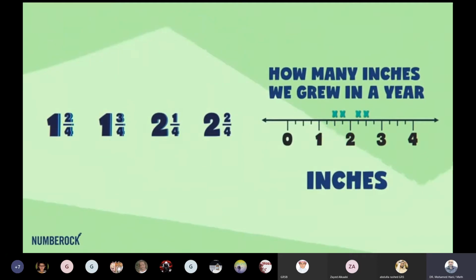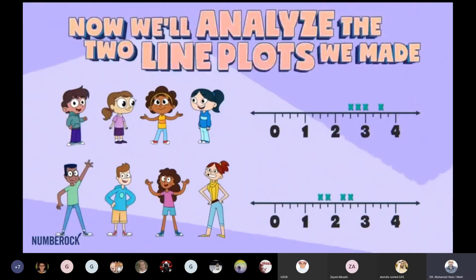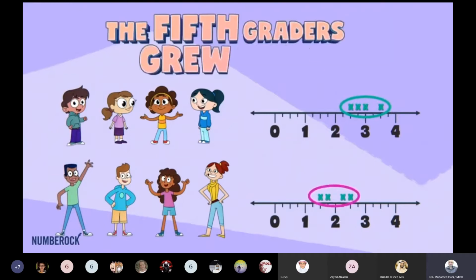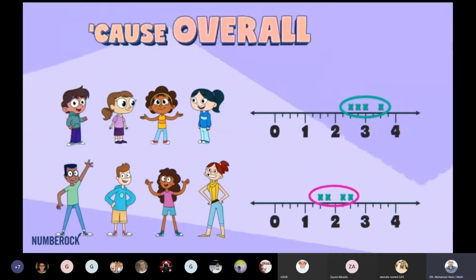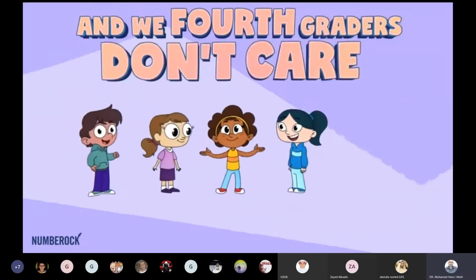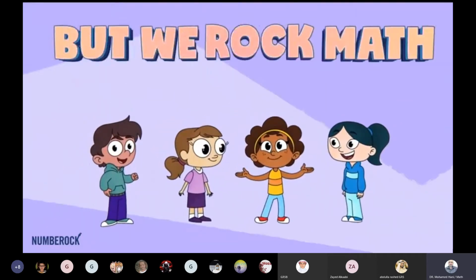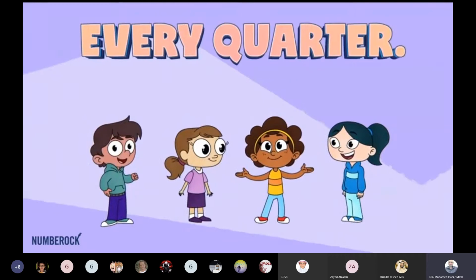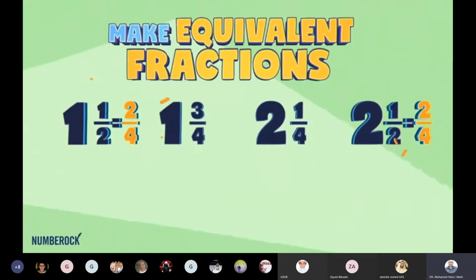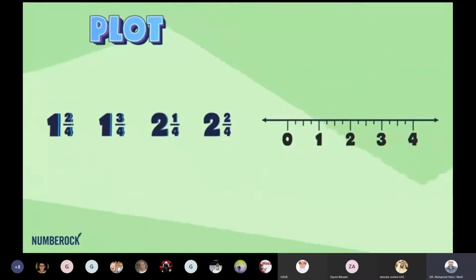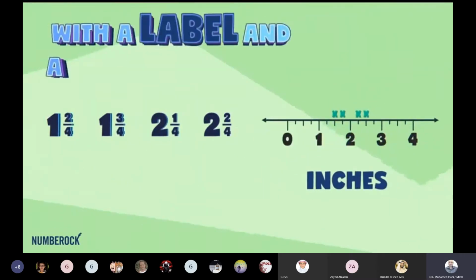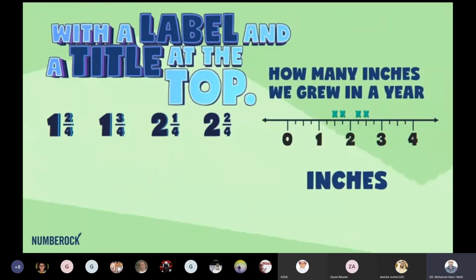at the top. Now we'll analyze the 2 line plots we made and see that the students grew more in the 4th grade. The 5th graders grew less, but that was okay, because overall the 5th graders are taller anyway. And we 4th graders don't care. We may be shorter, but we rock math every week of every quarter. First find a common denominator, make equivalent fractions for all the data. Plot what you got on the line plot with the label and the title at the top.